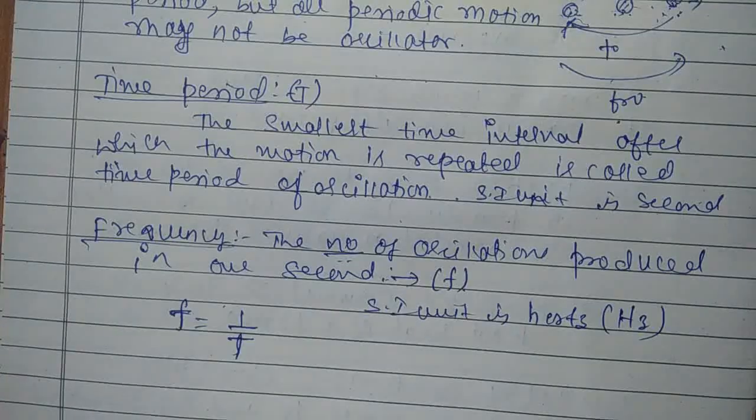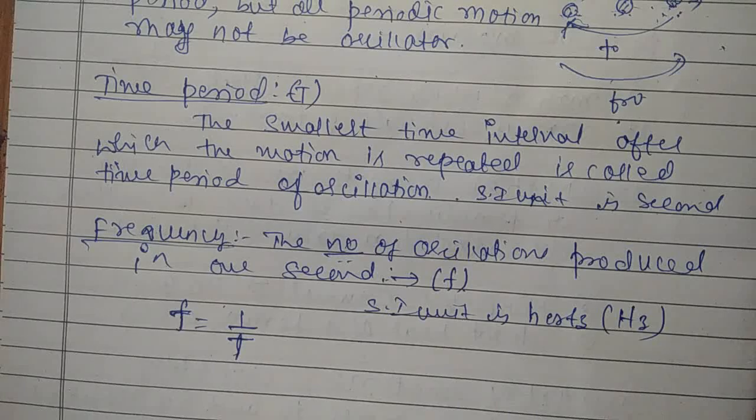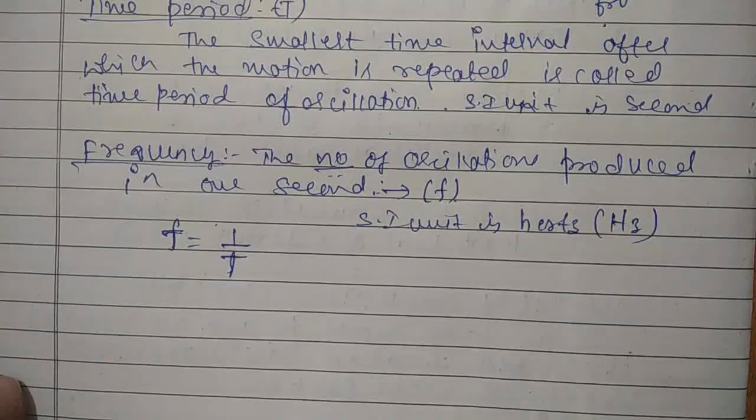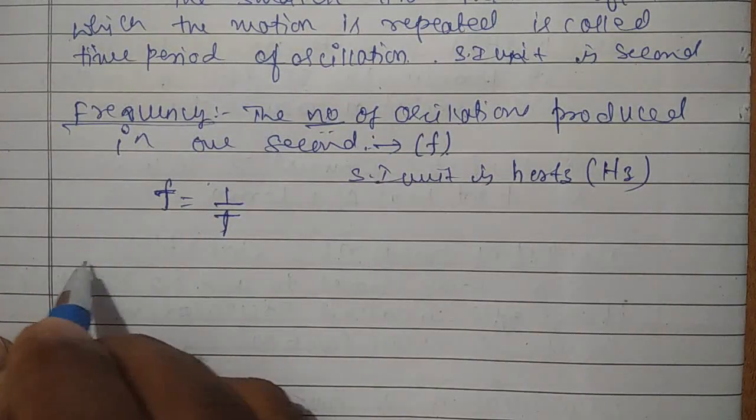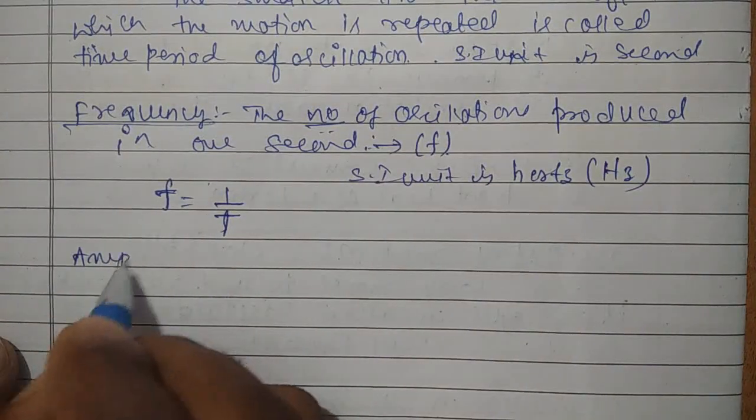So this is what we call the time period and frequency of an oscillatory motion. Hope you have understood. Now let's move on to the next definition or term. Next we have amplitude.